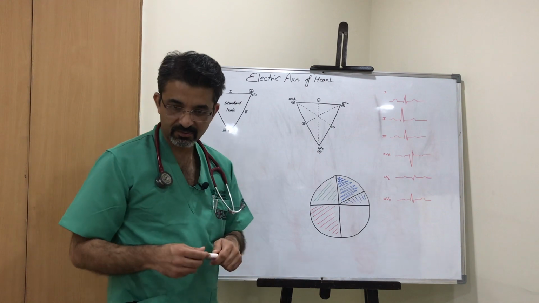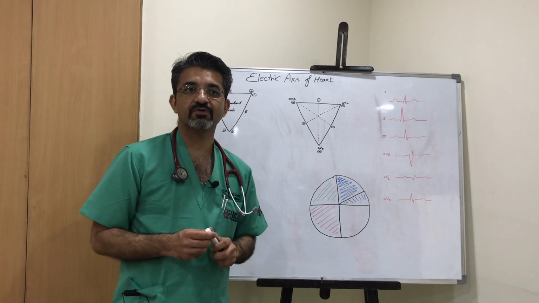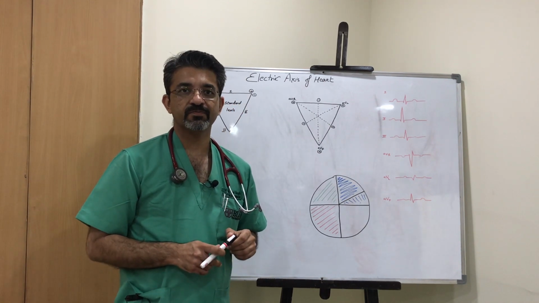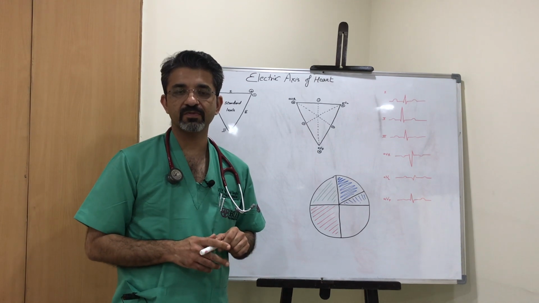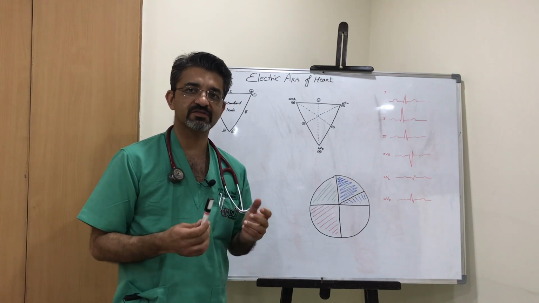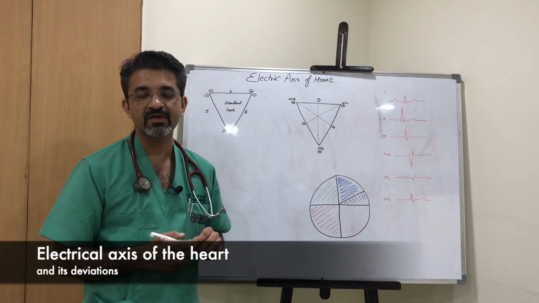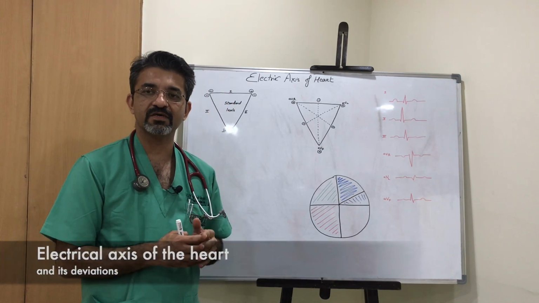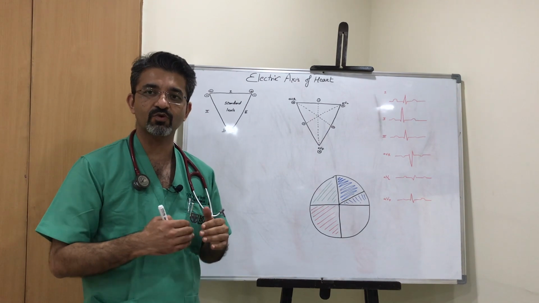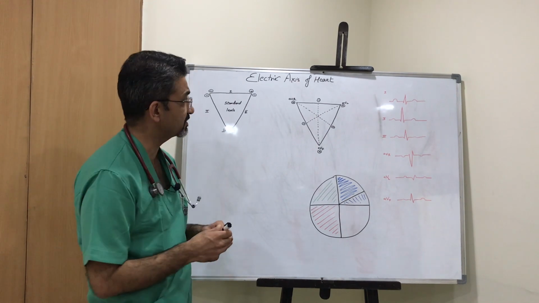Okay, good evening friends. Today we have the fourth lecture in this series on ECG, and we will be discussing a topic which most of us usually know, but we don't know it in depth, that is the electrical axis of the heart. We will try to cover this lecture concisely and will not go beyond the axis of the heart in this lecture.